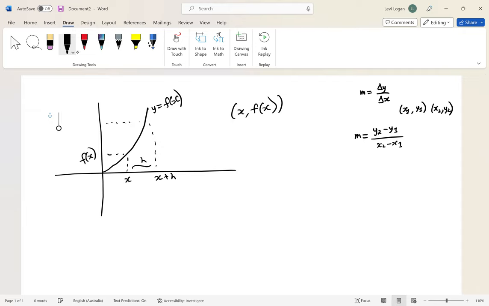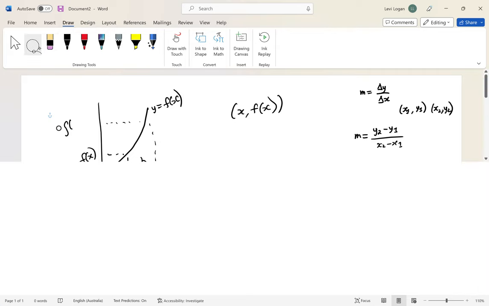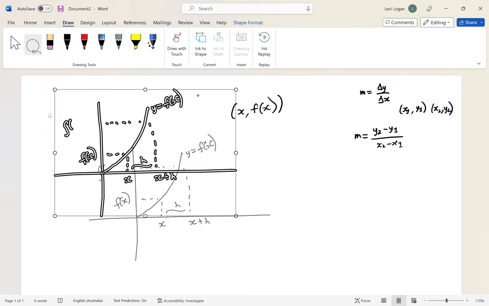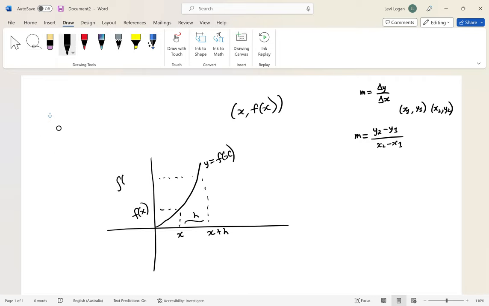Therefore, this would be, instead of f of x, it would be, whoops. Sorry, my pen's not working. I'm just going to move this because my computer's playing up at the moment. I'm just going to move this down here so we have more drawing room.